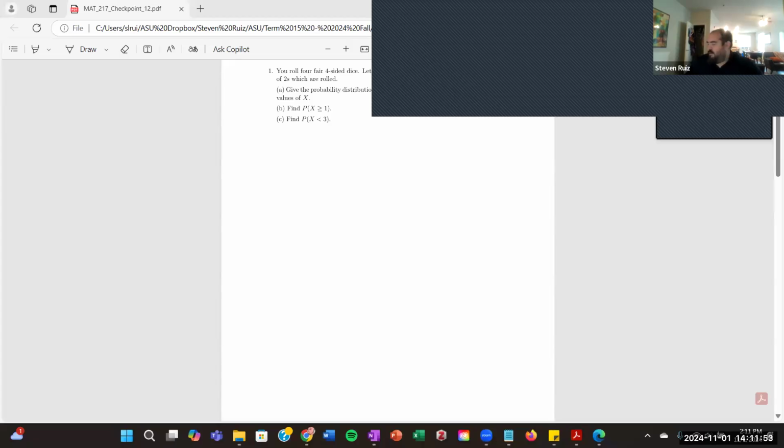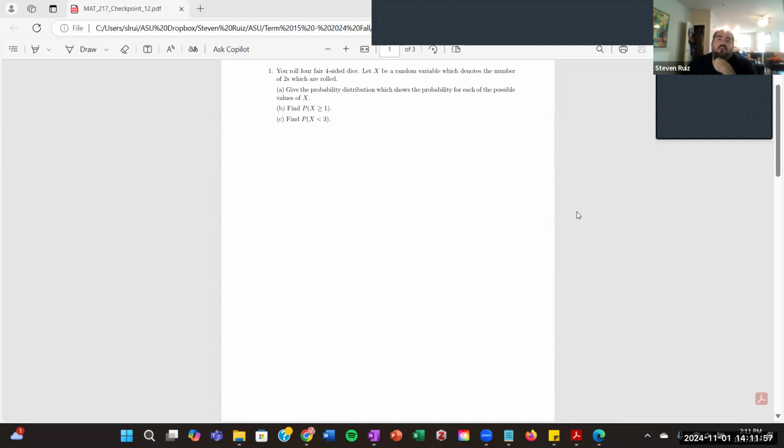All right, so let's look at checkpoint 12. So for this first question, we have four-sided dice. They're all fair. So we want this capital X to be a random variable that specifically captures the number of twos that I roll when I roll all four of these dice.